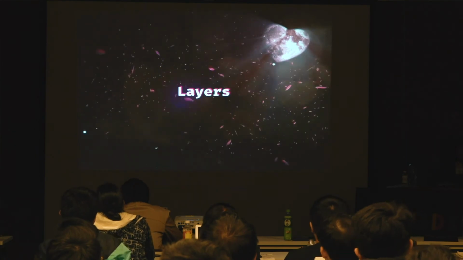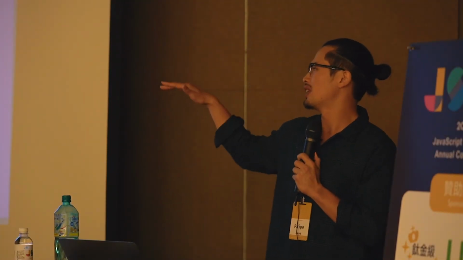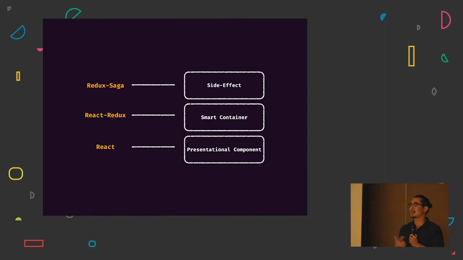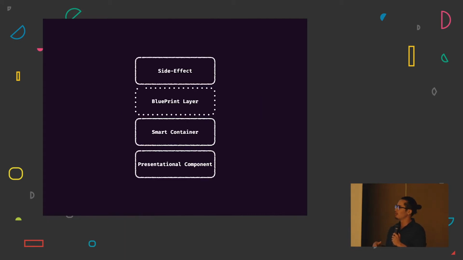And if you are coming from the React world, the React ecosystem, you may split your logic like this. You have presentational components, you have smart containers on the top, and on the other side, you have some middleware to handle side effects like Redux Saga or Redux Thunk. Or you can put one extra layer in between, which is just another presentational layer. In our case, we call it the blueprint layer.